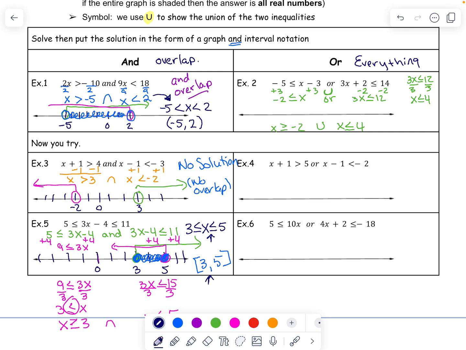So first thing we're going to do is talk about our end values, which are -2 and 4. 2, 3, 4. And we're going to say that we're going to be greater than or equal to -2. And then we're going to be less than or equal to 4. But we're taking everything, guys. So that means we're going to be taking all the pink, and we're going to be taking all of the orange. So you can see in this situation, our solution is all real numbers.